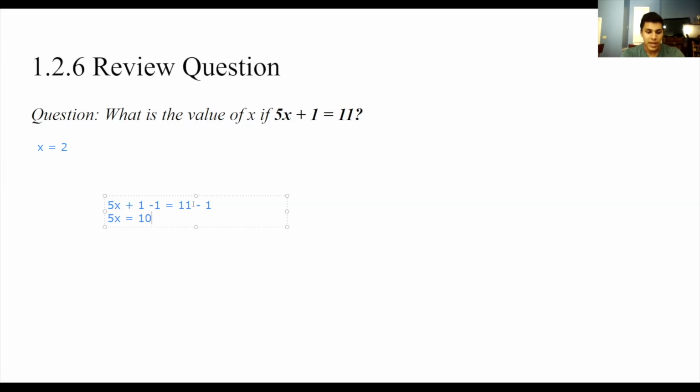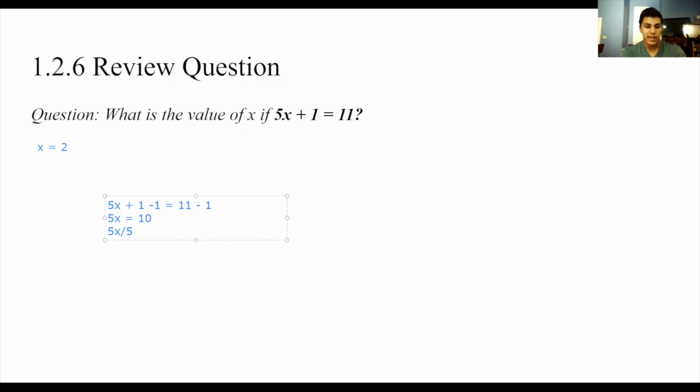The way to do that is, since it's 5x, it means that x is being multiplied by 5. The opposite operation of multiplication is division. So in order to get rid of the 5, or the coefficient, which is what we call the number right next to a variable, I have to divide by 5, because 5 times x divided by 5 is just going to equal x.